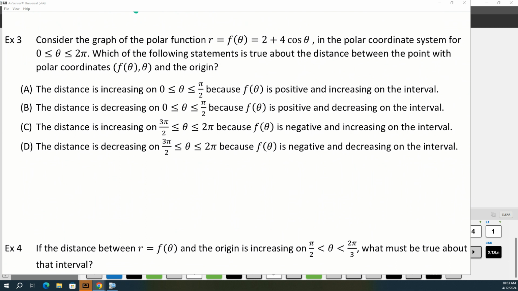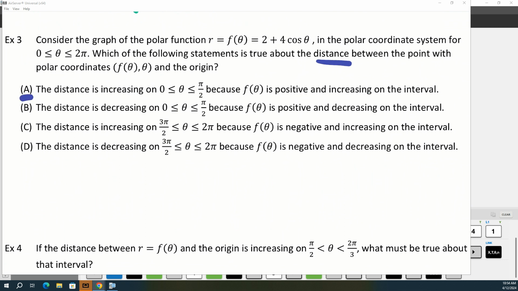All right. So anyway, we have this polar graphed in the polar system from 0 to 2 pi, and we want to know which of the following statements is true about the distance between the point and the origin. Now, we end up with 2 different intervals, which isn't terrible because you've been dealing with 4 different intervals, but let's see if we can narrow down some answer choices. So A says the distance is increasing because f of theta is positive and increasing. Could that be an answer choice?